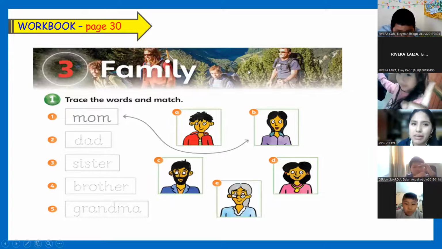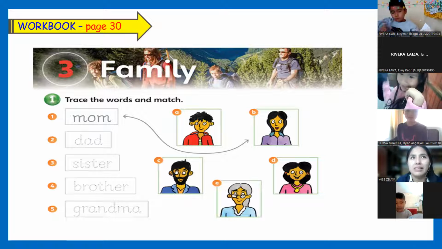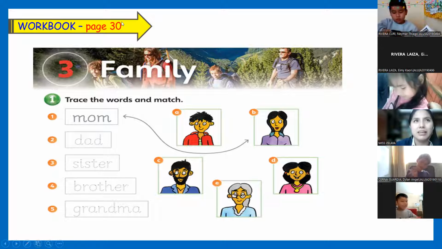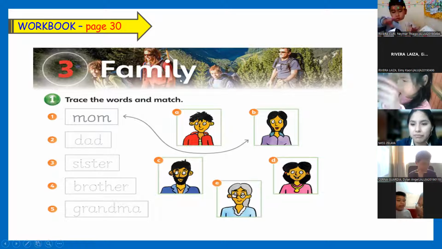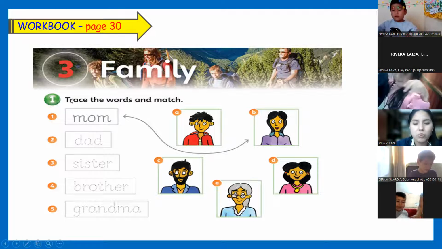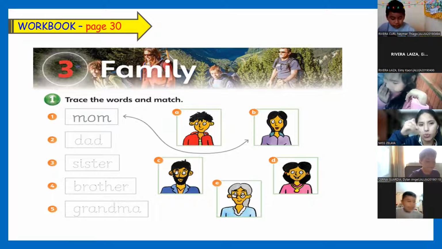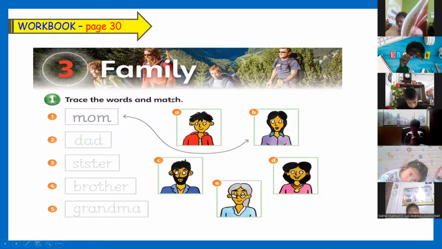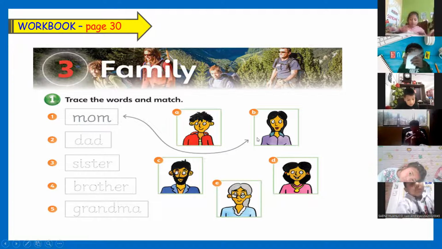Open your English book to page number 30. Page 30. Here it says family. This is the family. In number 1, you have to trace. Let's trace with your pencil. Trace the words and match. For example, in number 1, this is mom. Let's match with the picture of the mom.